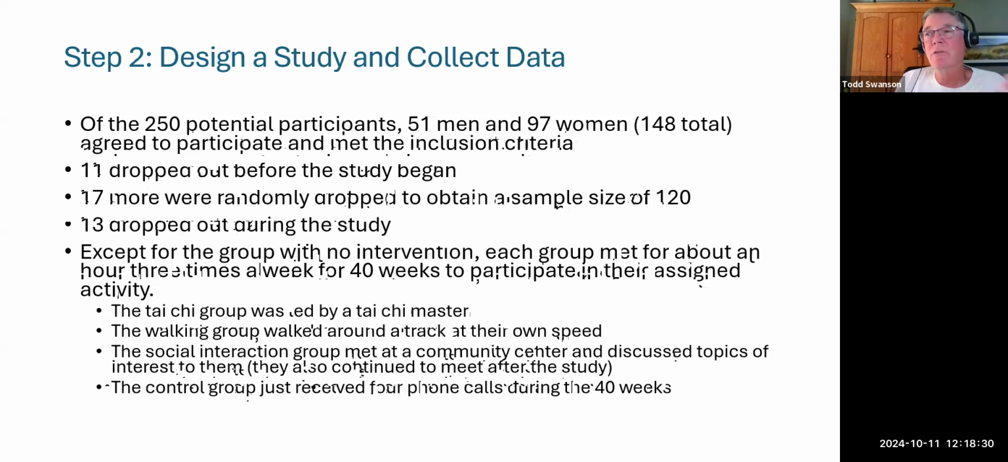But as things go, 13 dropped out during the study. So they didn't end up with that. They had 107 at the end. So except for the group with no intervention, each group met for 3 hours a week for 40 weeks for their assigned activity. The Tai Chi group was led by a Tai Chi master. The walking group were walking around a track together. The social interaction group met at a community center, and they said it discussed topics of interest to them.